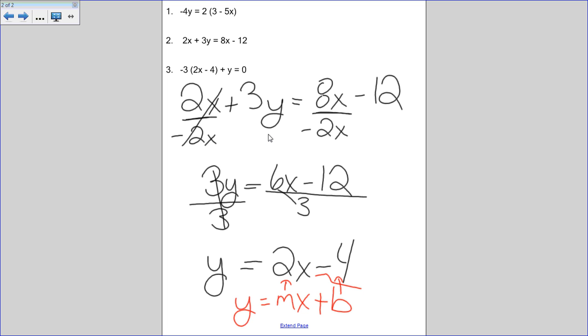Okay, I want you guys to try numbers 3 and 4 on your own for this worksheet. And then you have problems in the book to practice some more. This is changing to slope-intercept form.